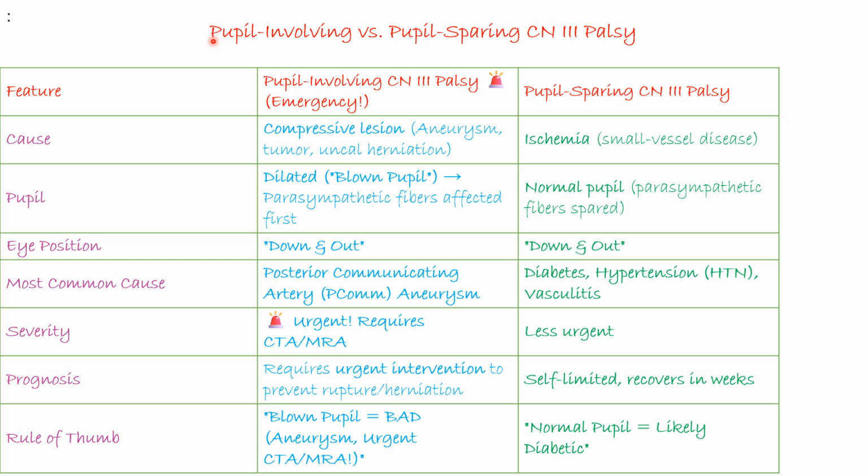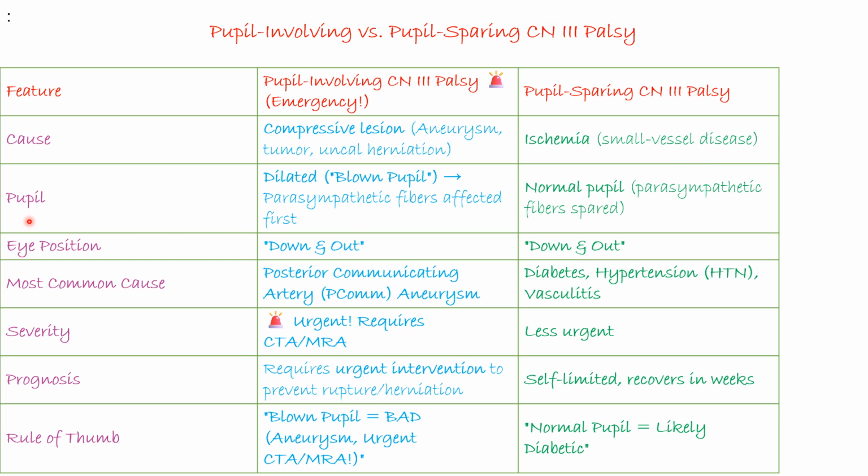So we've mentioned that we have pupil involving versus pupil sparing oculomotor nerve palsy. Looking at the features, the causes first: the pupil involving type is usually compressive, such as in the case of an aneurysm, a tumor, and uncal herniation. Whereas in pupil sparing cranial nerve 3 palsy, we usually have ischemia and small vessel disease, for example, in diabetes.